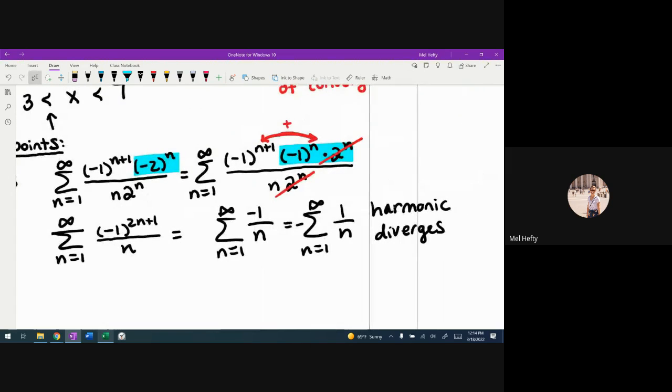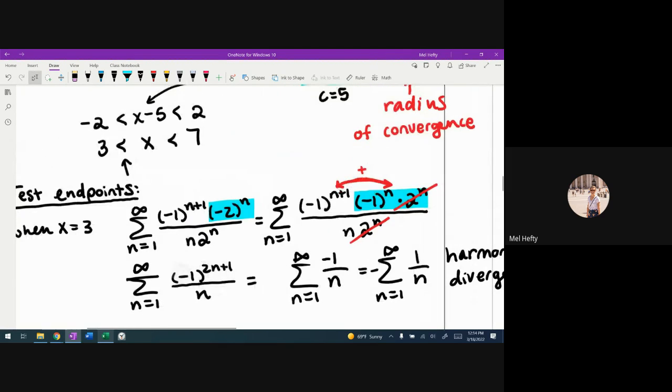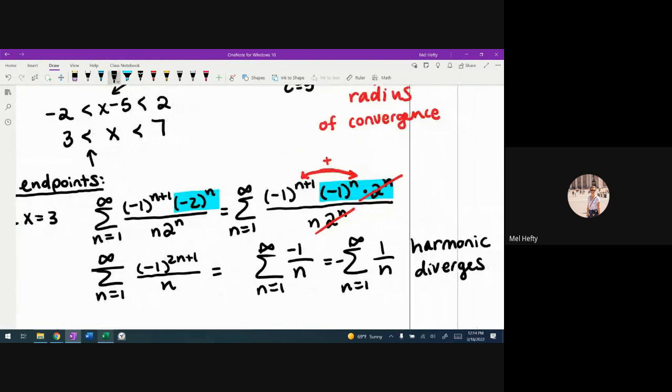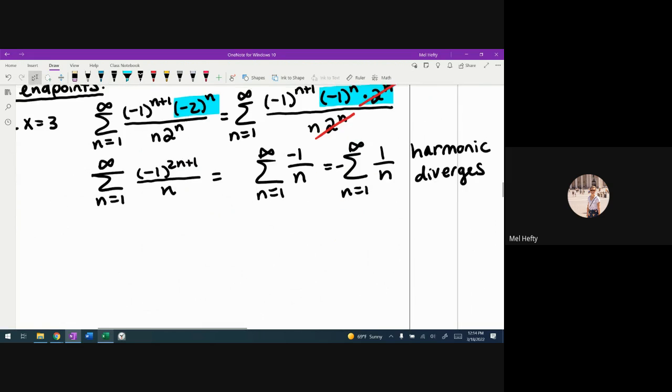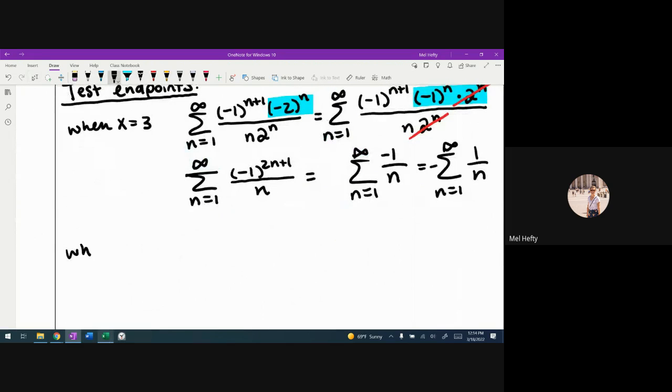Because I add the exponents. So n plus 1 plus n. All right. So again, what I have learned here, our interval of convergence, we're working with from 3 to 7. What I learned from all of that is I don't want to include 3. Brandon's right, though. We need to continue. We still have to check 7.